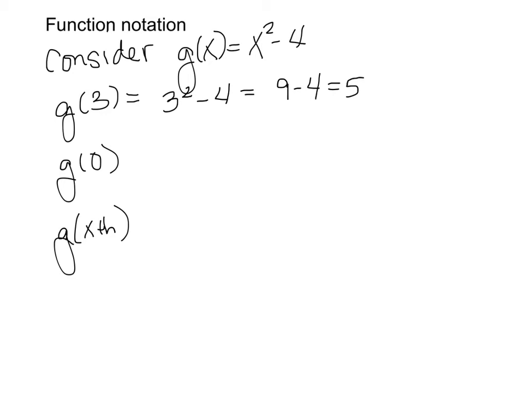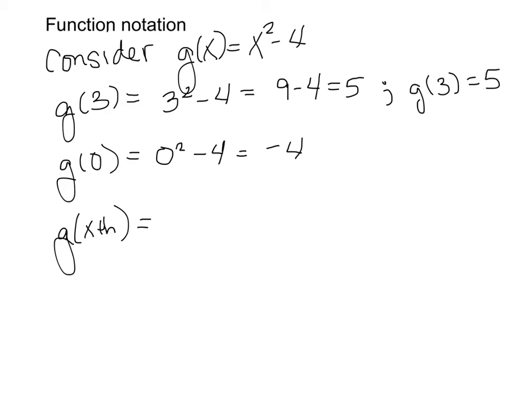It tells us an ordered pair if you look at it, which is why function notation can be nice. It tells us we've got the ordered pair (3, 5). G of 0: we take 0, we square it, we subtract off 4, we get negative 4. When x is 0, our y value is negative 4. G of x plus h, this one's a little trickier.